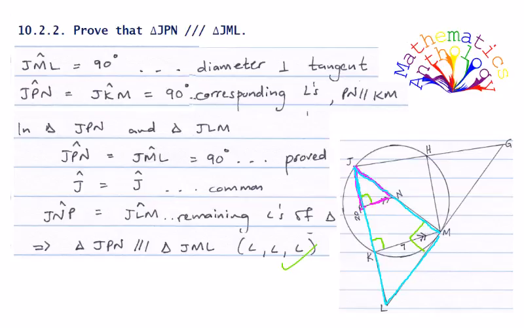So in triangle JPN and triangle JLM, you can say that angle JPN is equal to angle JML is equal to 90 degrees, proved above. Then we can say that angle J is equal to angle J, common. Then the remaining angles, angle JNP and angle JLM, will be equal. That's remaining angles of a triangle. That implies that triangle JPN is similar to triangle JML. And your reason there is angle, angle, angle.